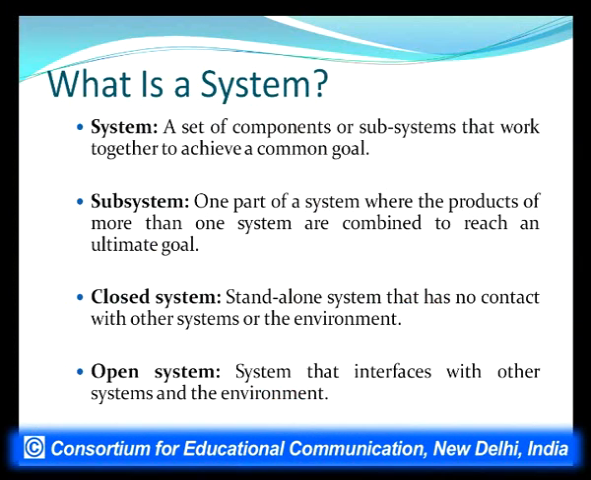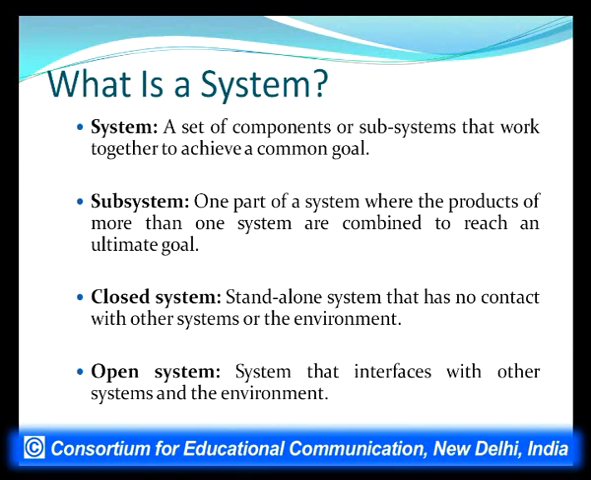Now, the third term in MIS is system. What is a system? We very well know that a system is an assemblage of many parts which work towards a particular goal. So, it can be defined as a set of components or subsystems that work together to achieve a common goal. One part of a system, where more than one system are combined to reach an ultimate goal, is known as a subsystem.